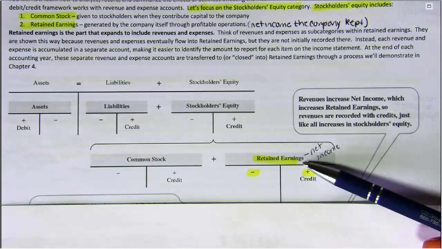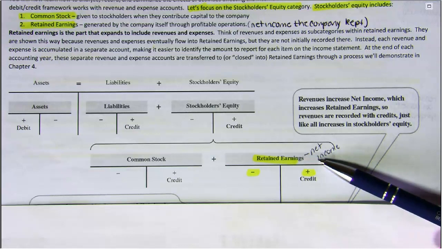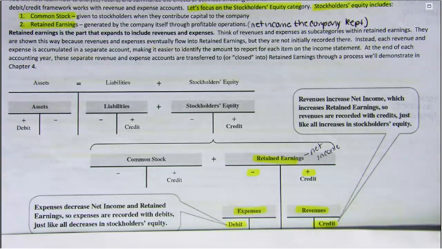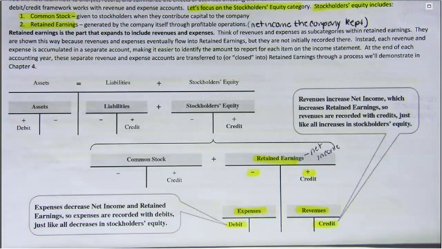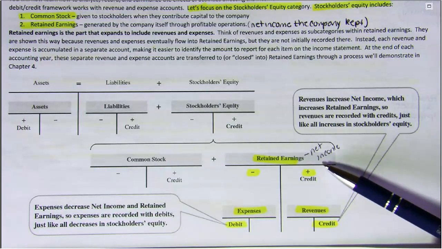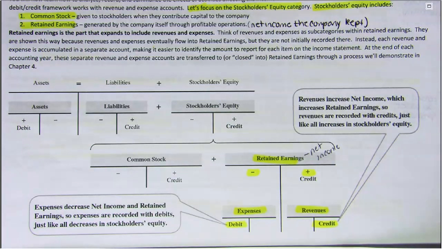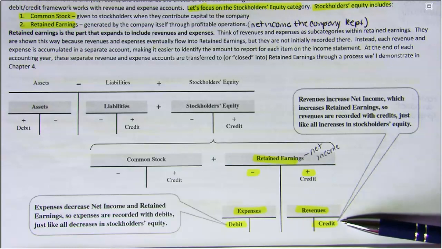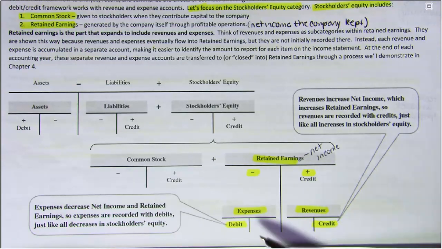Now, the way we figure out our earnings or net income is we take our revenues and subtract our expenses. So revenues and expenses are going to be represented as subcategories of the retained earnings account. Since revenues increase our net income or our earnings, they're going to follow the same credit to increase rule, and expenses get subtracted to calculate net income, so we're going to debit them to decrease. There you have it. So now you can watch the next video on how to determine when to record an expense and how to record an expense.